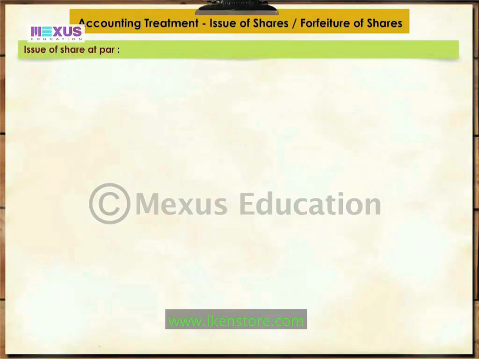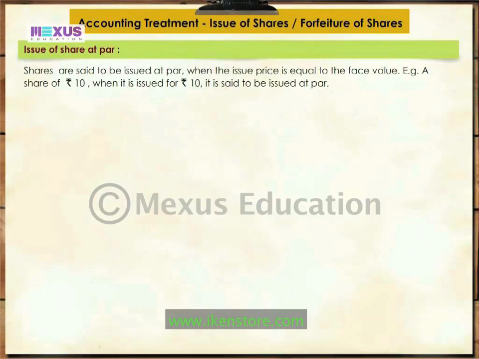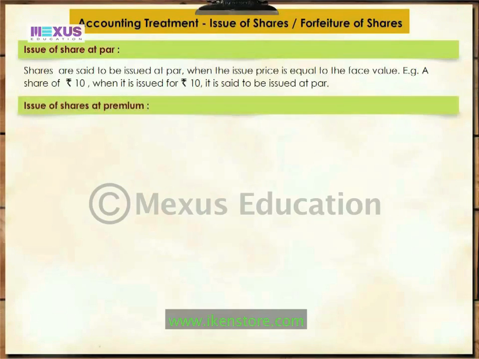Issue of share at par. Shares are said to be issued at par when the issue price is equal to the face value. For example, a share of 10 rupees when it is issued for 10 rupees is said to be issued at par. Issue of shares at premium.